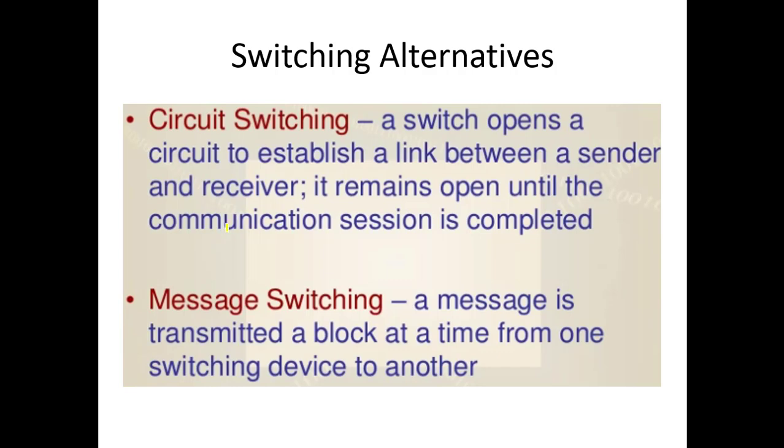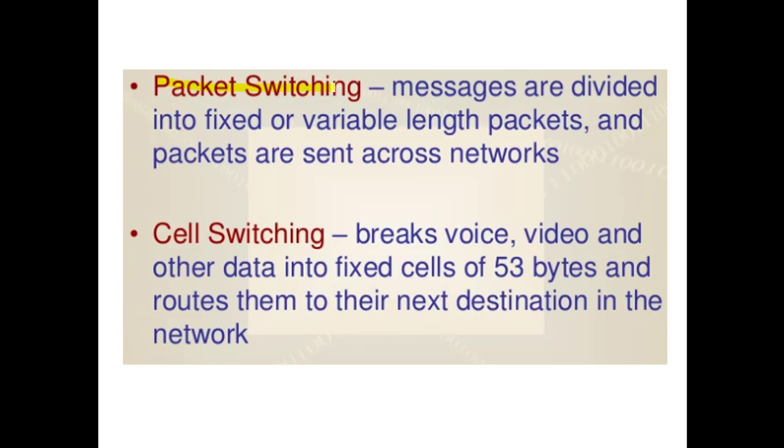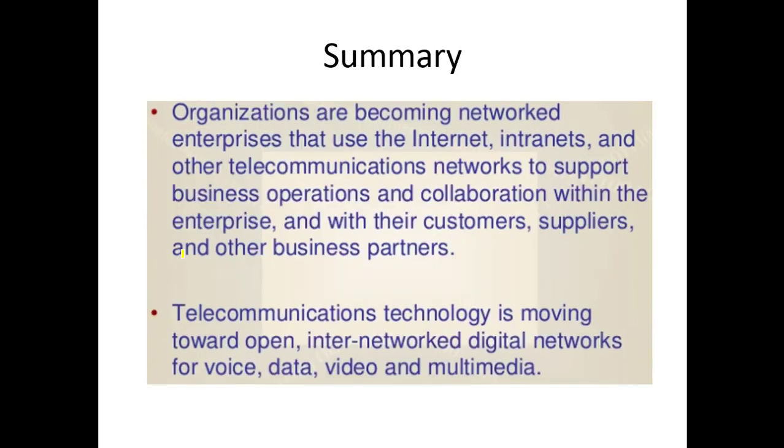In switching alternatives, we have different types. I mentioned we have first one, circuit switching. A switch opens to a circuit to establish a link between the sender and receiver, and it remains open until the communication session is completed. When you say message switching, a message is transmitted a block at a time from one switching device to another. We have packet switching. A message is divided into fixed or variable length packets, and packets are sent across the networks. And we have the term here, cell switching, breaks voice, video, and other data into cells of 53 bytes and routes them to their next destination in the network.